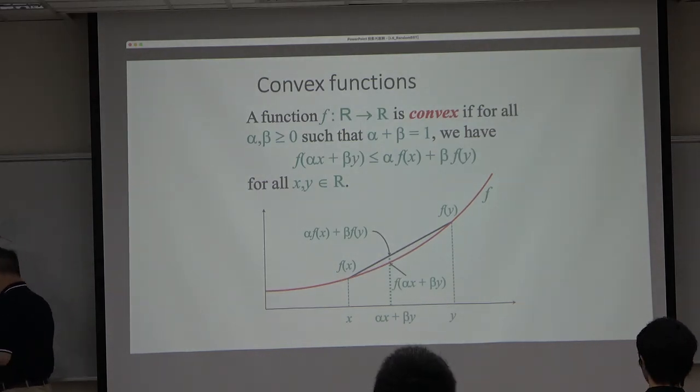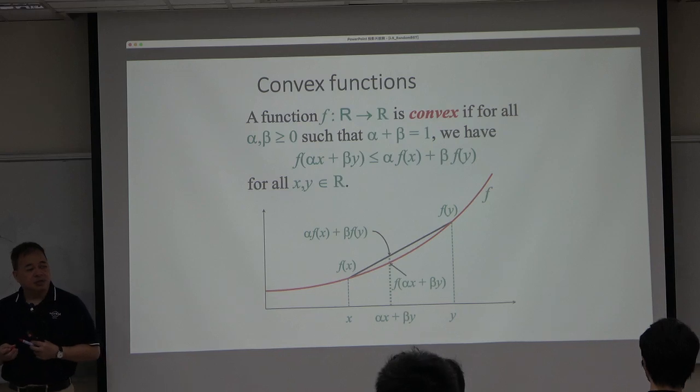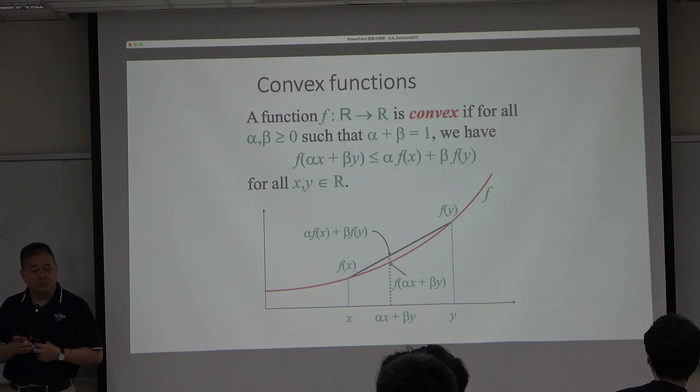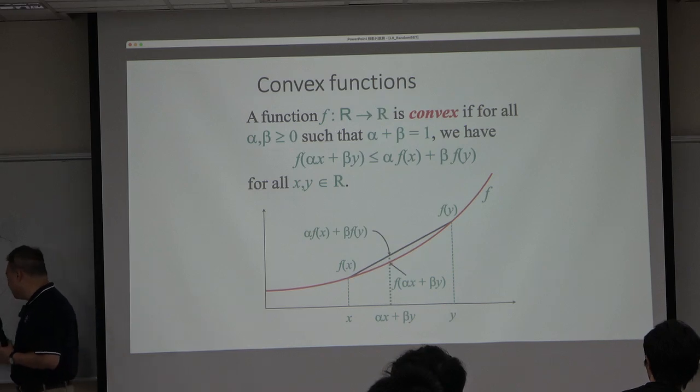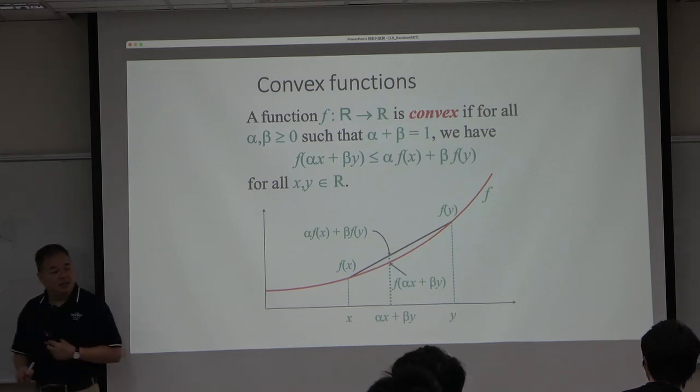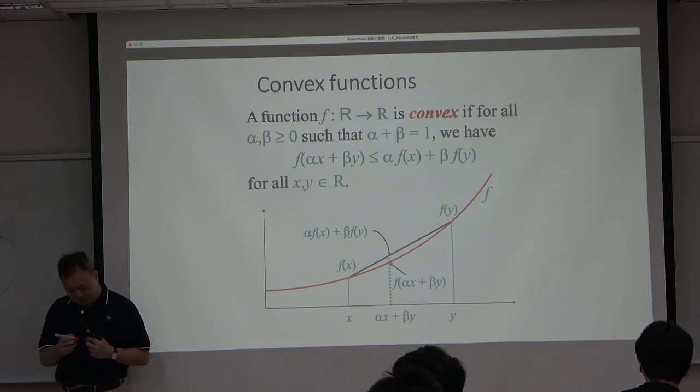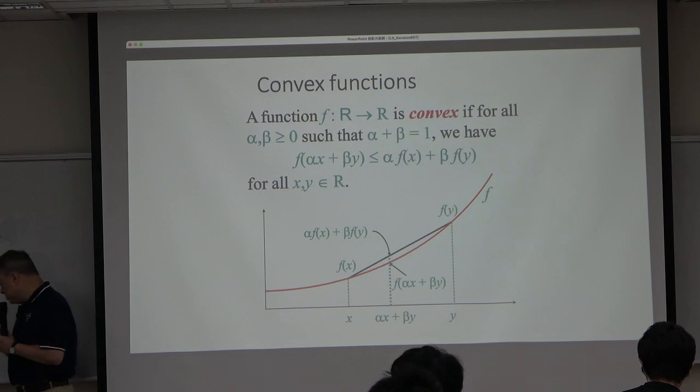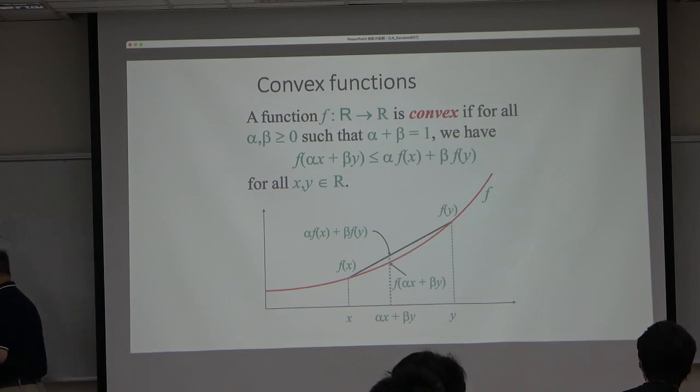So can someone give me some example of a convex function? X squared? Yeah, x squared could be a convex function. Anything else? So for example, exponential of x, right? It's also convex, right? Okay, good. So first you need to know the definition of a convex function.